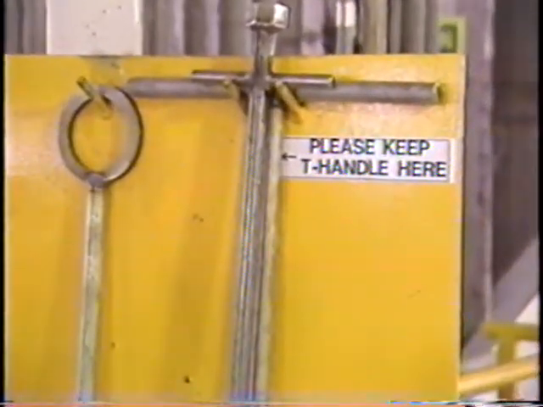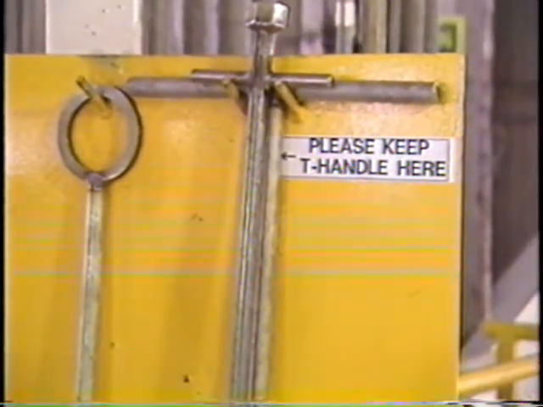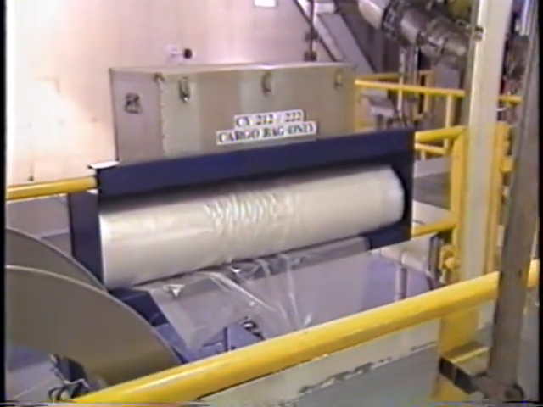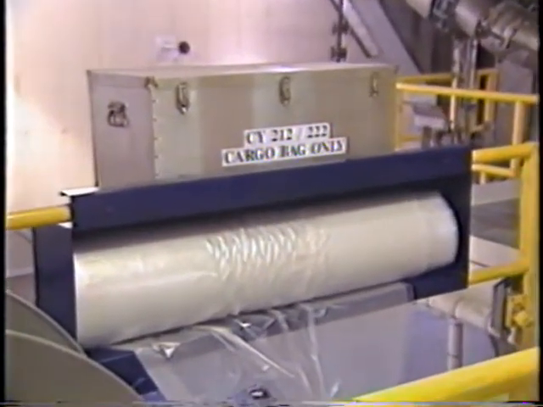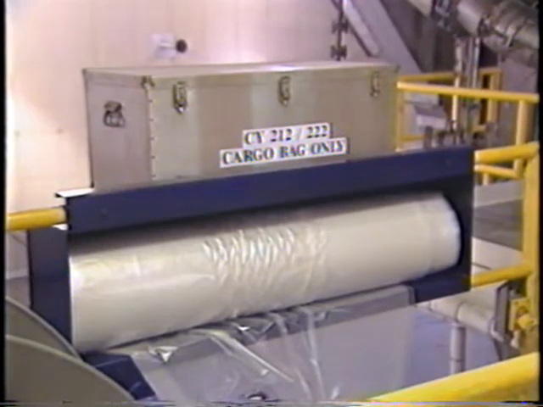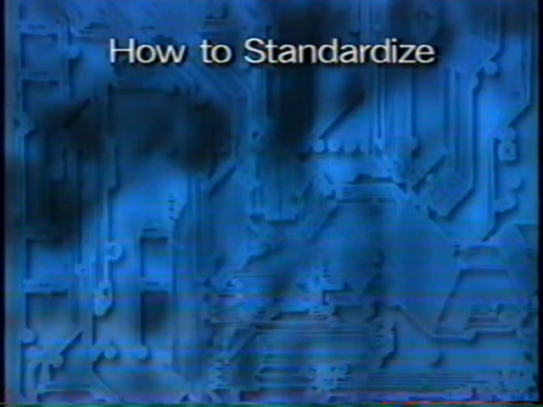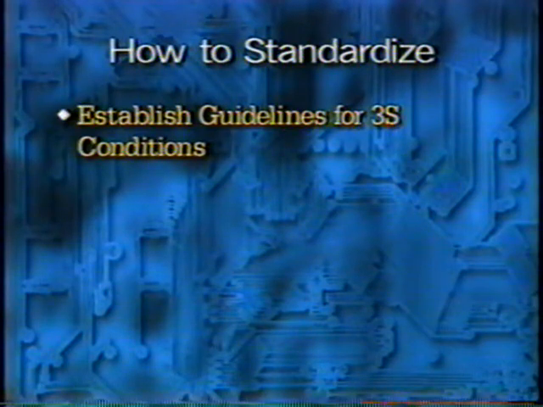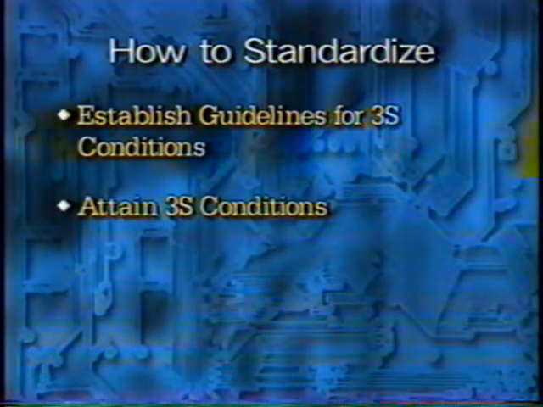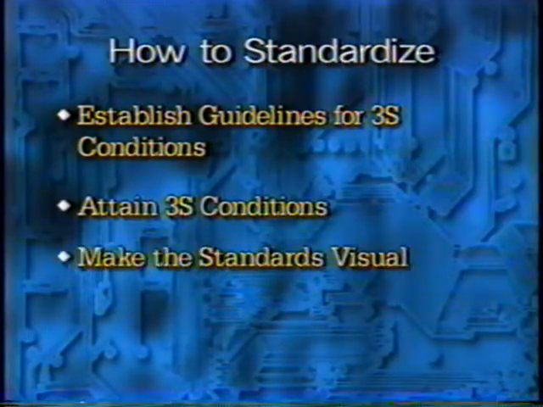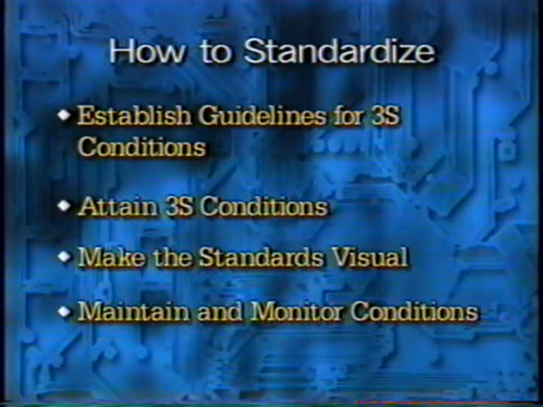Remember that over time, it's easier by far to keep work areas clean and organized than to periodically stop production to bring them up to an acceptable standard. Standardization has four steps. Establish guidelines for conditions of the first three S's. Attain those three S conditions. Make the standard conditions visual. Maintain and monitor the conditions.